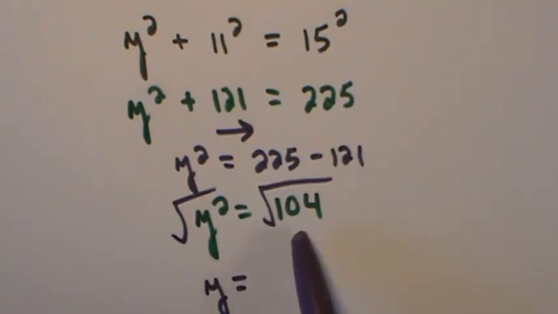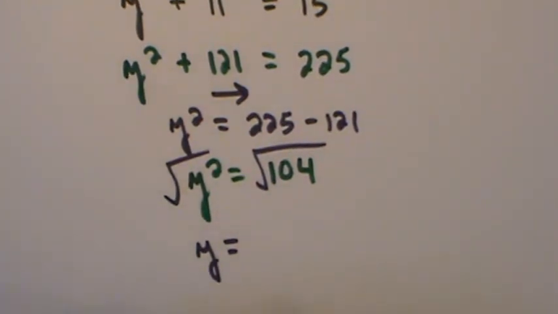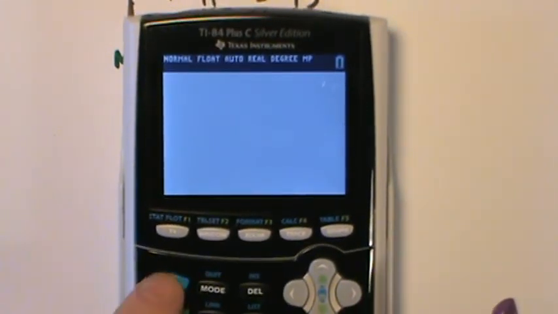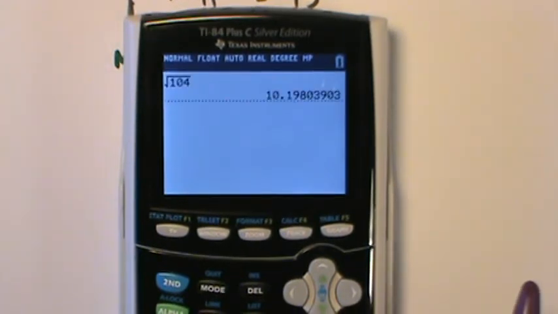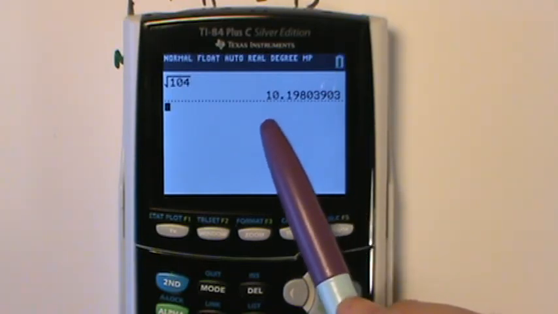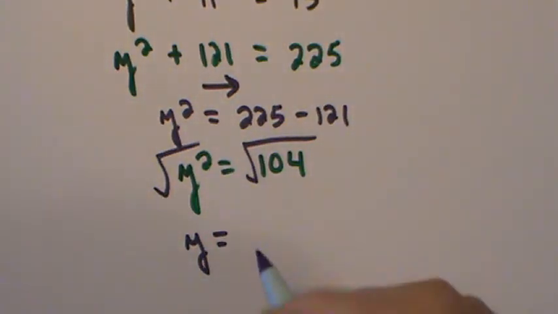An exact answer would be radical 104, but oftentimes we want a decimal approximation. So I go to my calculator and I'm simply going to type in the square root of 104. And this gives me 10.198. If I round that to the nearest tenth, that'd be 10.2. So this is approximately 10.2.